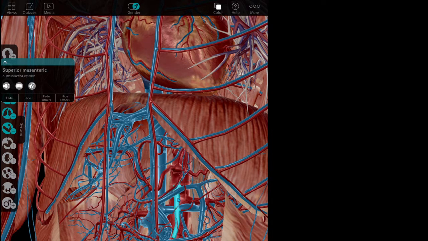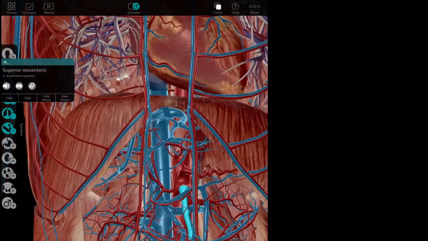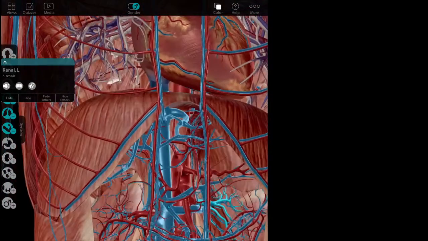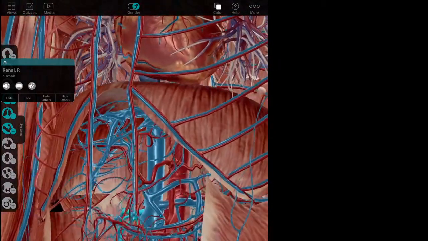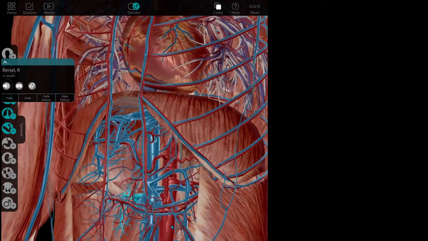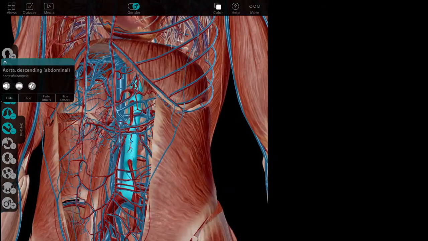Okay. Then below that you see your superior mesenteric. Then you have the renal arteries, left and right. Then below that, after the superior mesenteric, comes the inferior mesenteric artery. Okay, this supplies the internal organs.